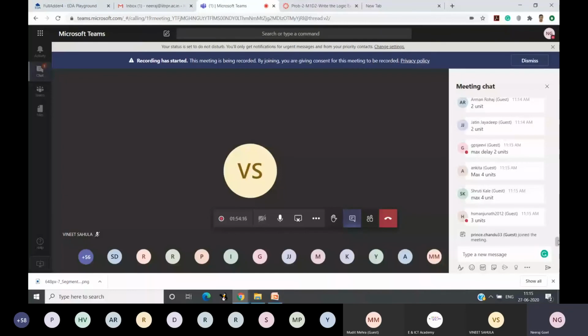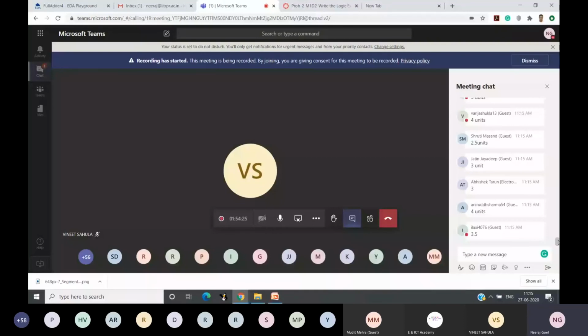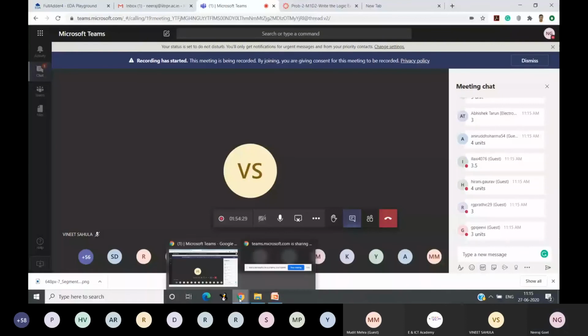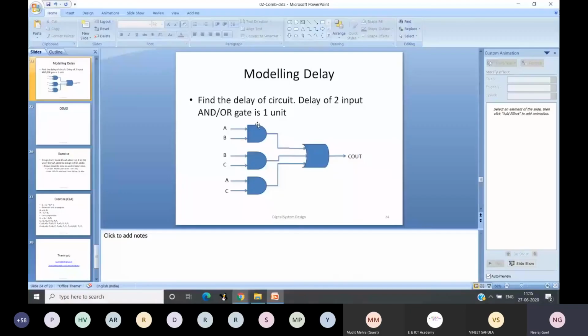Good. So you have some idea. Good. Okay, so with this in mind, actually it would be 3 units, because this will take 1 unit. All of them are running in parallel. This is the most important thing to note here, that all these 3 gates would be in parallel.